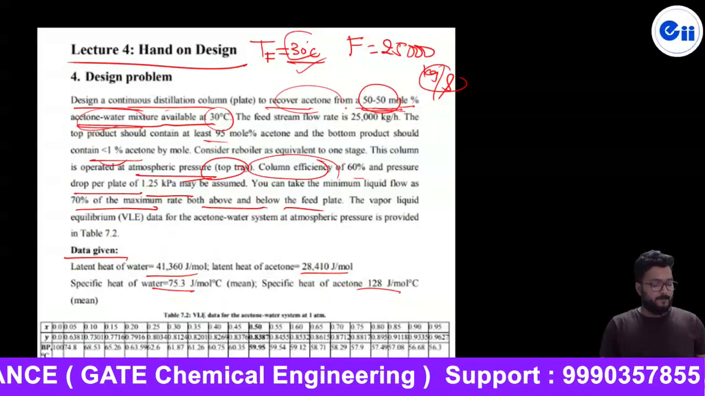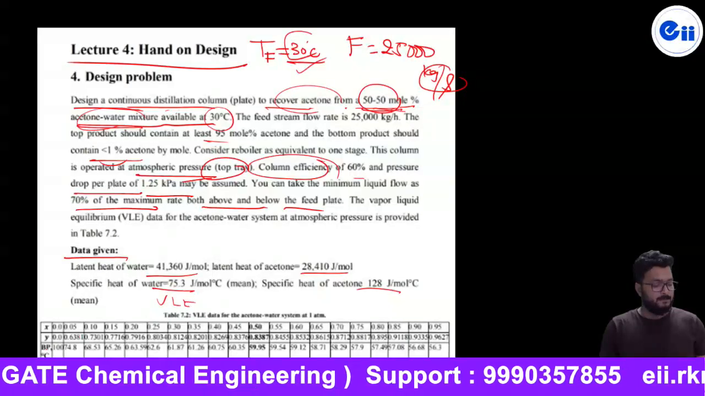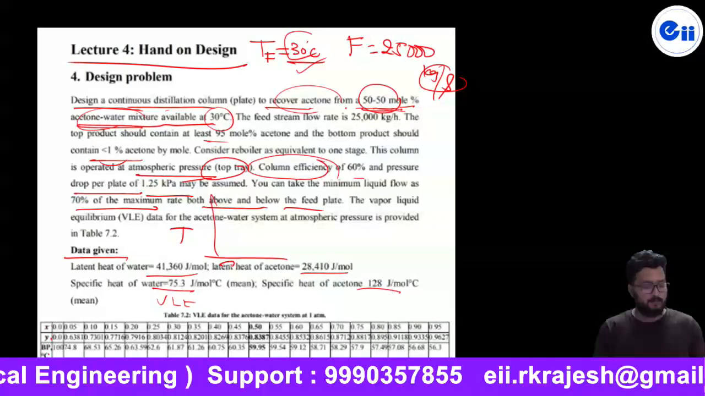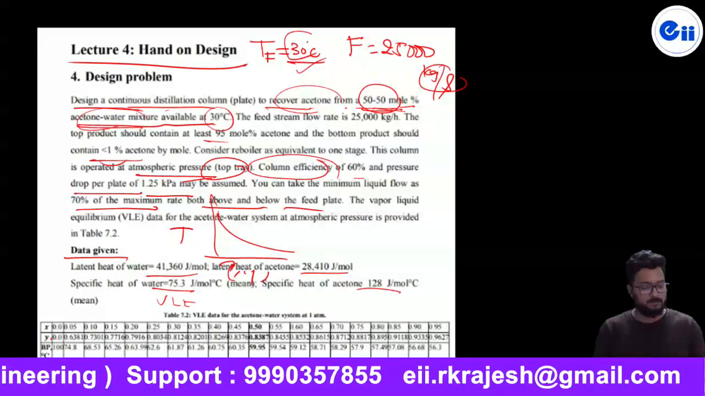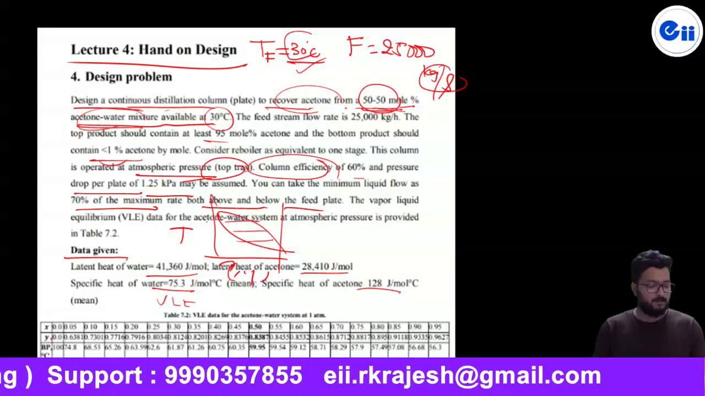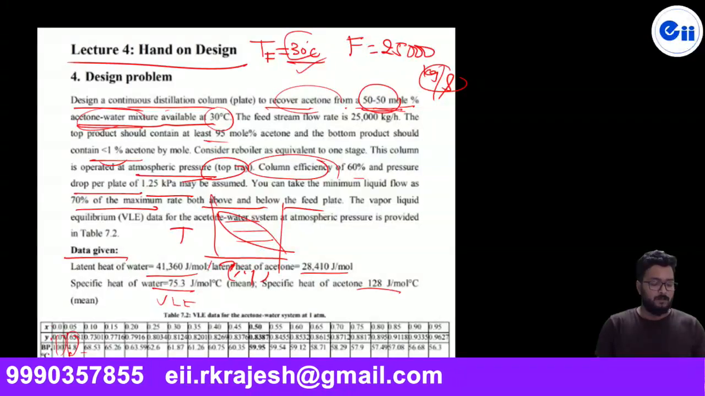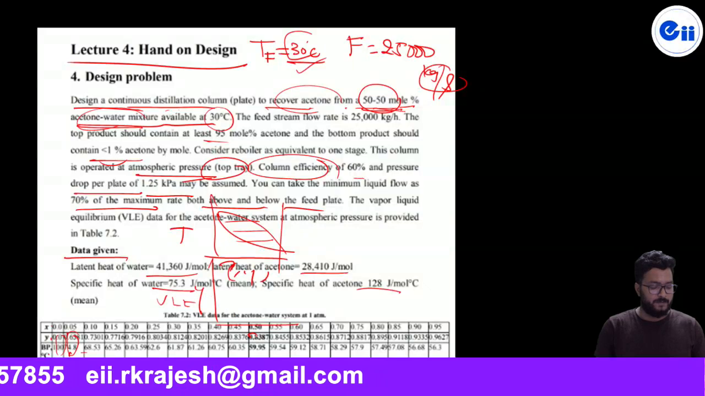ये आपके पास वेपर लिक्विड VLE डेटा दिया हुआ है. VLE temperature XY. It means obviously here it is your temperature and XY curve is given. Boiling point diagram it is given to you. ये बच्चे tie lines दिया हुआ है. ये X, ये Y, they are in equilibrium. These X, these Y are in equilibrium. On the behalf of that we can also go for the XY equilibrium curve.